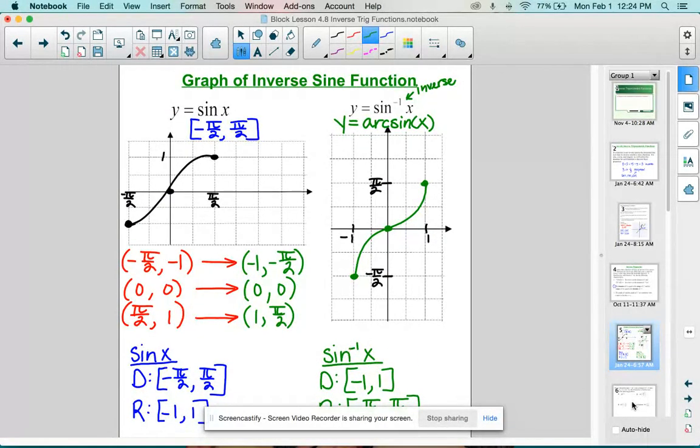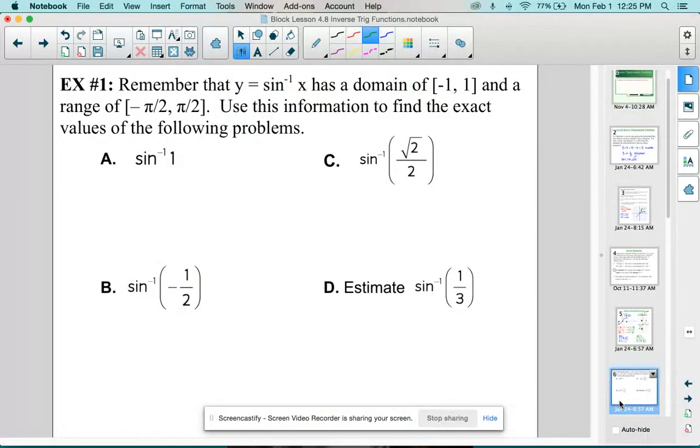You need to make sure that you keep really good record of these inverse domain and range values as well as sine's domain and range values, because that's going to be a necessary requirement for what we're about to do. All right, so here we go.